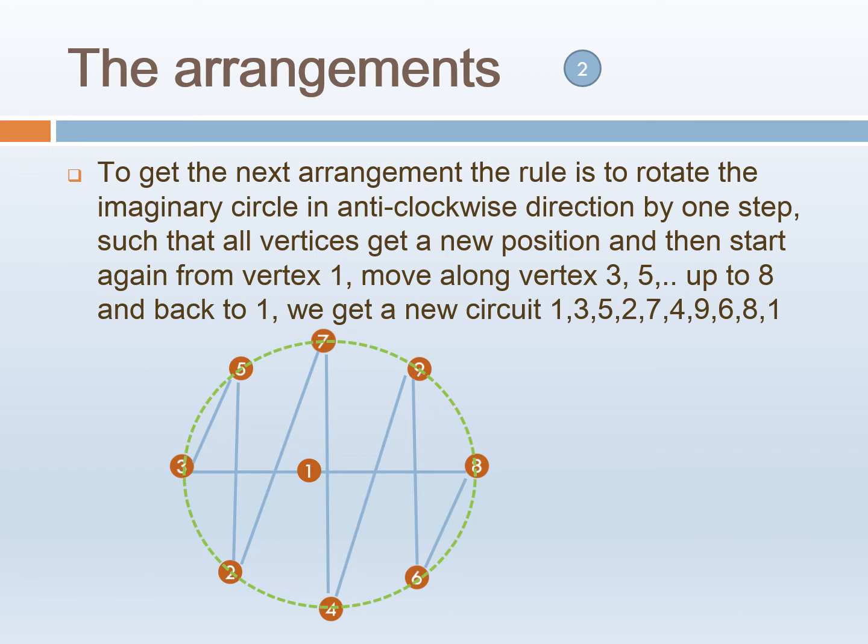Okay. So, here 1 is sitting next to 3. 3 is sitting next to 5. 5 is sitting next to 2. 2 is sitting next to 7. 7 sitting next to 4. 4 sitting next to 9. 9 sitting near to 6. 6 is being the neighbor of 8. 8 again being the neighbor of 1. Okay. Now we get a new circuit.